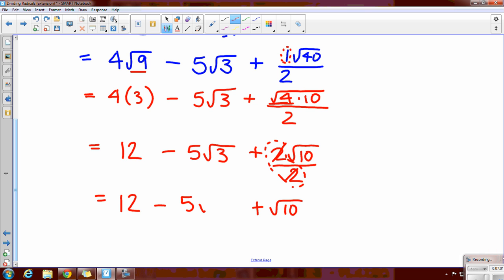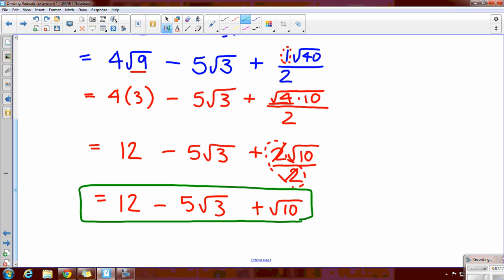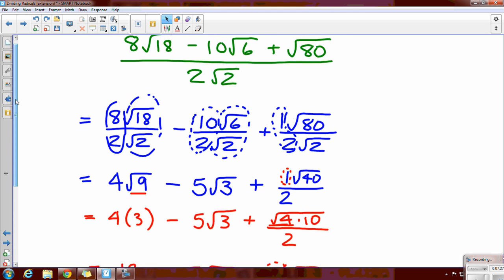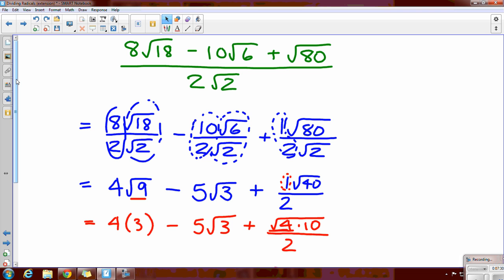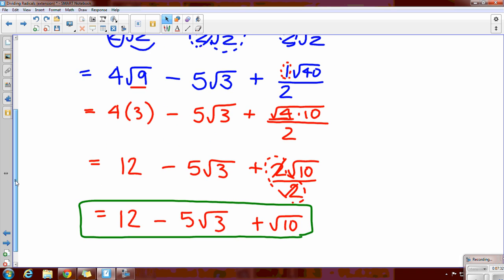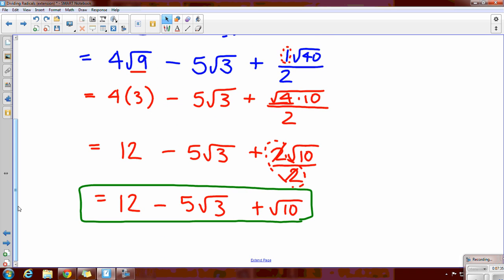12 minus 5 root 3. Do a quick examination to see if there's anything else that you can actually simplify. Looking at this, 12 is just a number. 5 root 3, we've talked we can't simplify it. And the root of 10, can't break that down or simplify that anymore. Here's the final answer to the simplification of the original question. So again, I should be able to check this decimal approximation here in the green box in my calculator, compare it against the original question up top, and I should be getting the same decimal approximations. A good strategy when you're doing a question on a test, assignment, or a quiz.